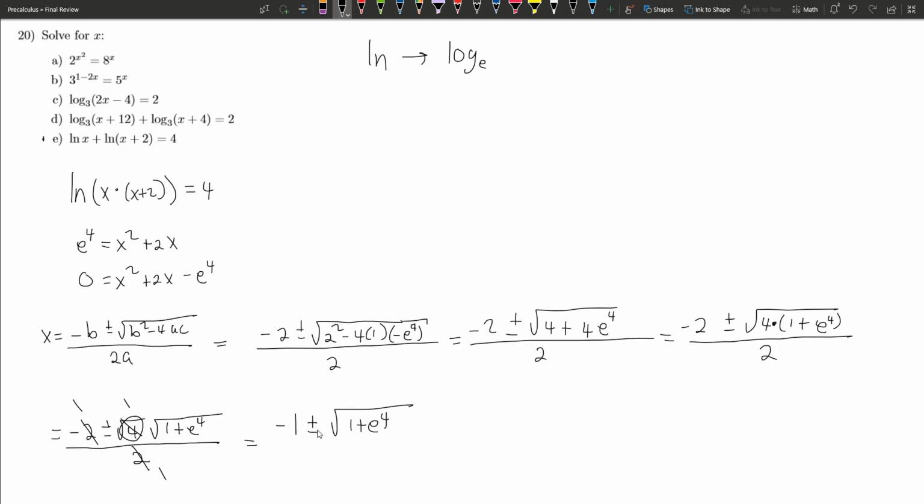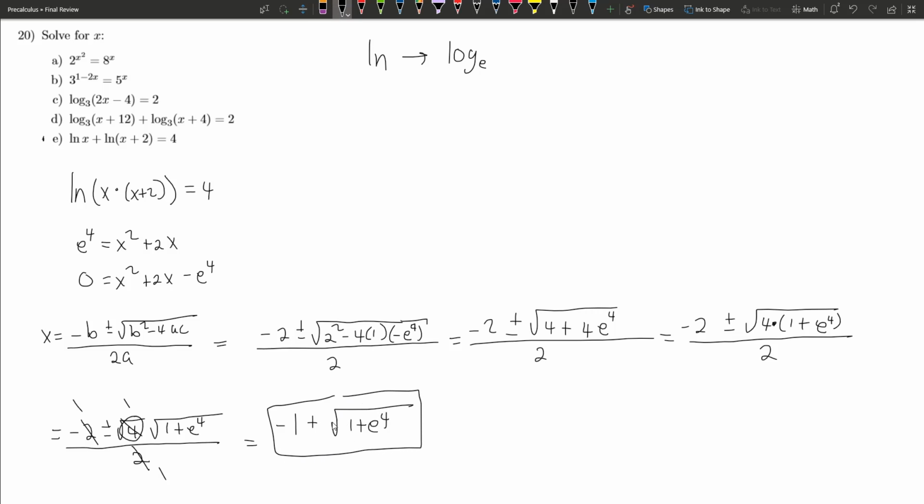Now, here's the thing. This is your final answer, but remember we cannot take the log of a negative. So if I were to ignore the plus and just look at the negative version of this, you get negative 1 minus that. I don't care what number this is. If I'm minusing it from negative 1, I will end up with a negative number. So you cannot take the ln of a negative number. So what I'm trying to say is we reject the negative answer and we only take the positive one.